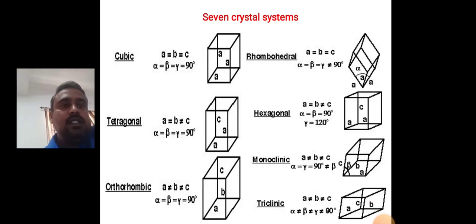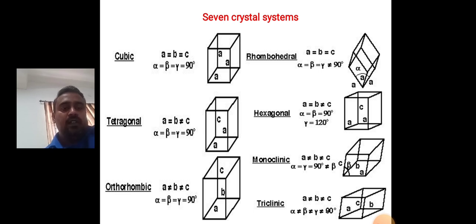So there are seven crystal systems available. The first one is cubic, second tetragonal, third orthorhombic, then rhombohedral, hexagonal, monoclinic, and finally triclinic. In the cubic system, the interaxial lengths are a equal to b equal to c, and alpha equal to beta equal to gamma equal to 90 degrees. In tetragonal, a equal to b but not equal to c, and alpha equal to beta equal to gamma equal to 90 degrees.